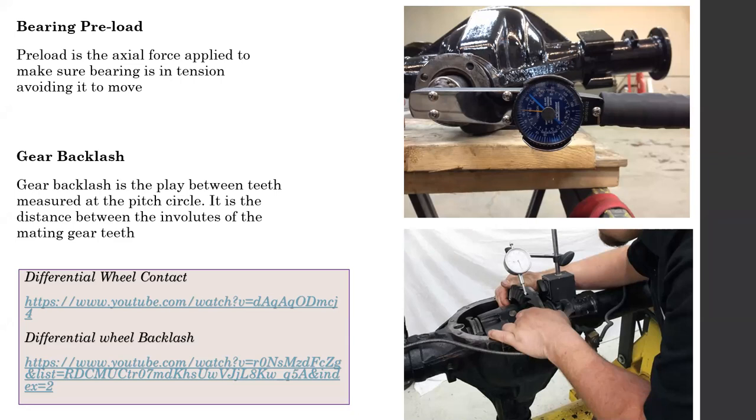So we can test it. This usual dial gauge is used to check it. During the assembly process, you have to check it. The preload is also the same case. Preload is checked using this particular tool.